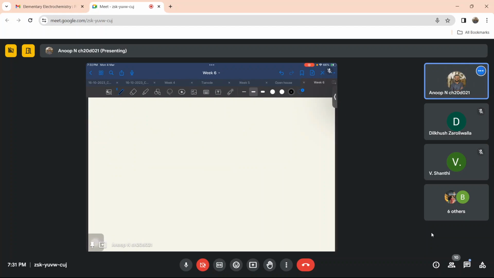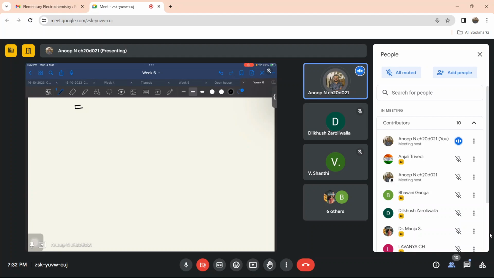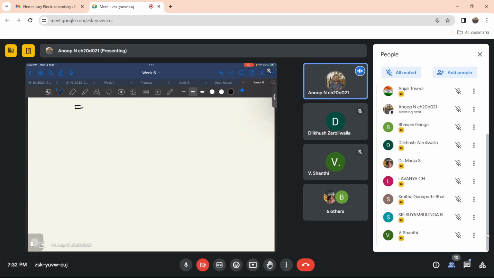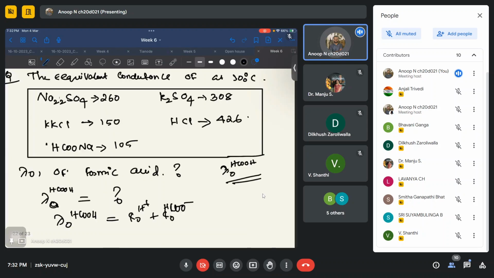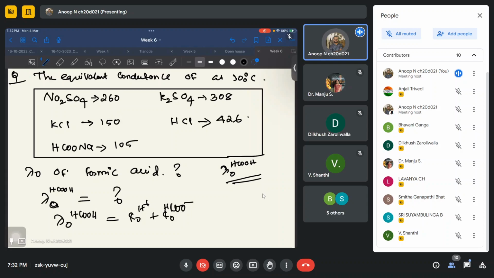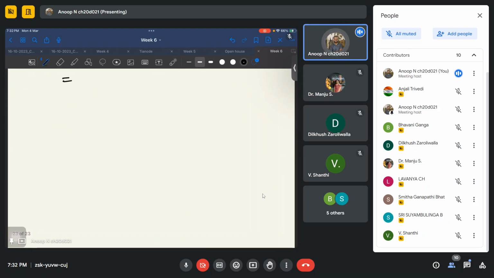What about all of you? So let's try it. Are you able to solve this? Anyone? Dilkush, Shanti, Manshu, then who else? Lavanya, Smita. Anyone? Bhavani, Durga. Anyone solved? So we just need to think about the combinations. We have five different things: Na2SO4, K2SO4, KCl, HCl, and HCOONa. These kinds of problems can easily come in the exam. So we'll solve it slowly.